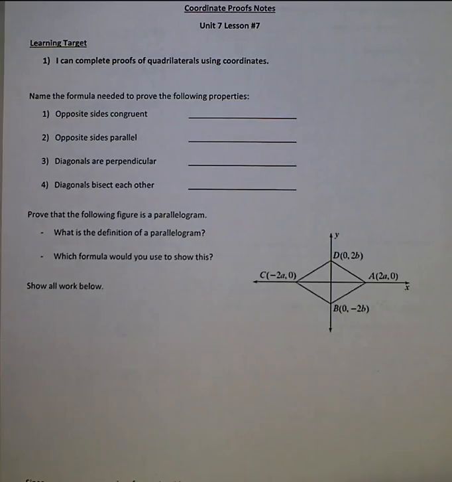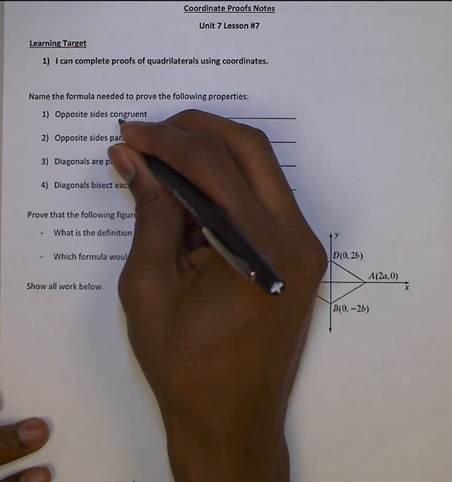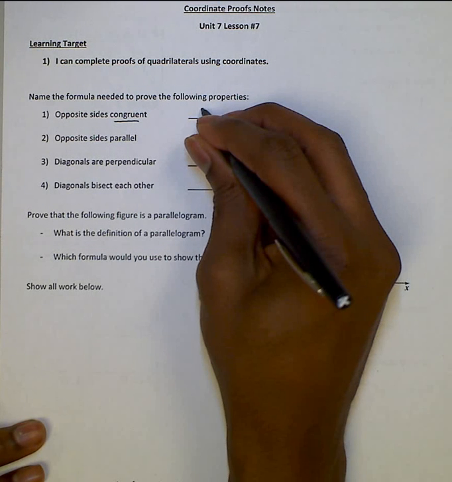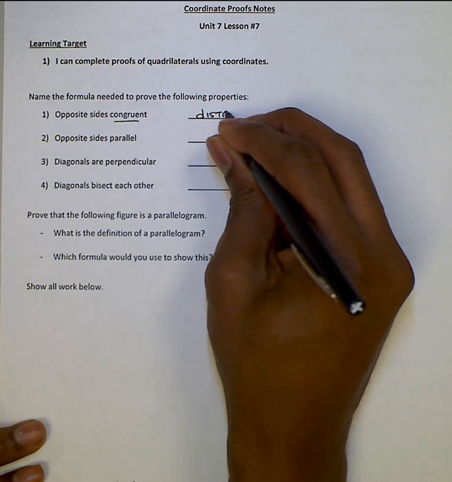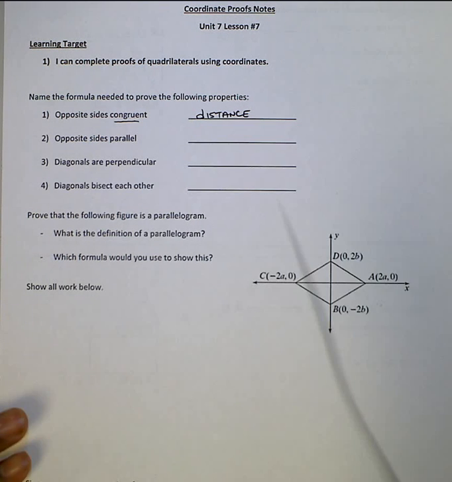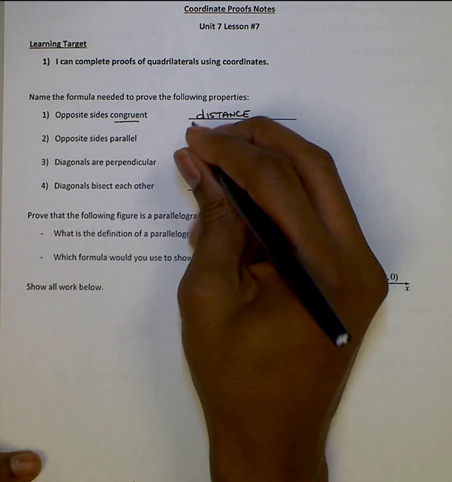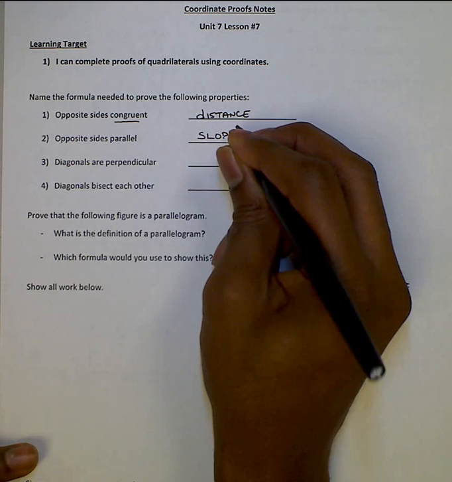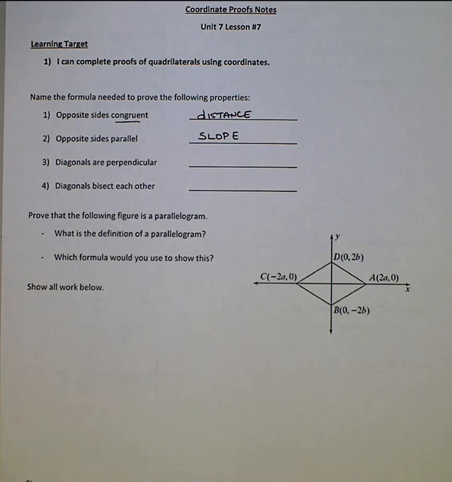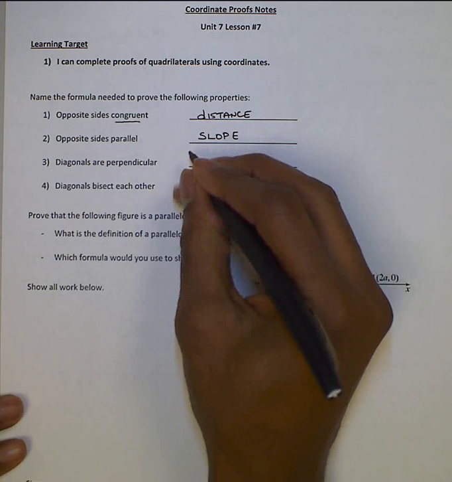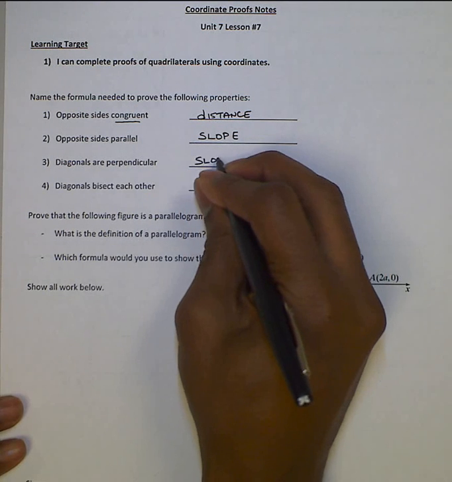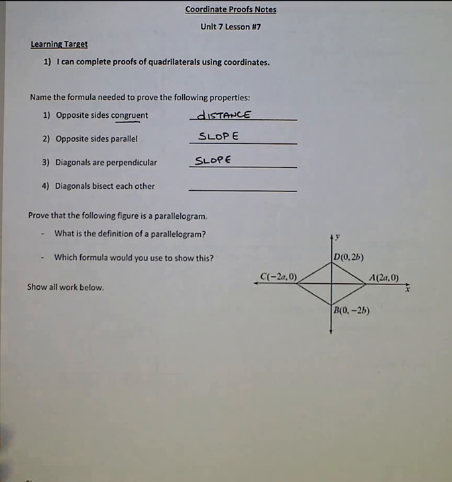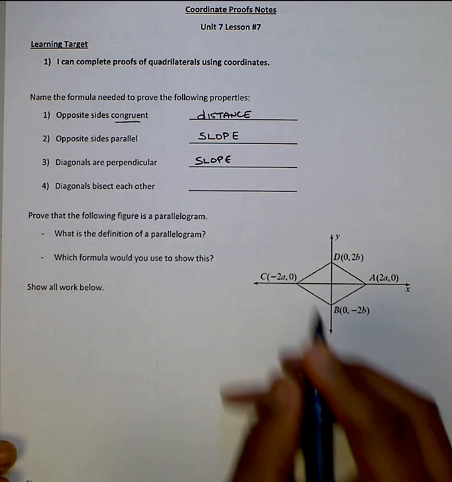So, name the formula needed to prove the following properties. Opposite sides congruent. Since we're talking about congruency, we're talking about length, so we need the distance formula. If we want to prove that opposite sides are parallel, we need to know slope, so we use the slope formula. If we need to know the diagonals are perpendicular, again, perpendicular deals with slope.